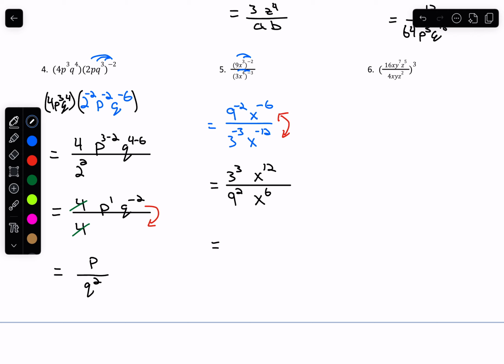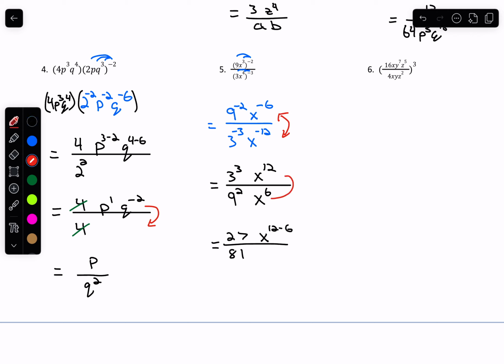In order to simplify this, I have 3 cubed over 9 squared. As numbers, 3 cubed is 27 and 9 squared is 81. So when we simplify those, we're going to have a fraction of 1 over 3 left. And for the variables, x to the 12 over x to the 6, because 12 is bigger than 6, I'll move the x to the 6 to the top. So I'll do 12 minus 6 as my new exponent. So x to the 12 minus 6.